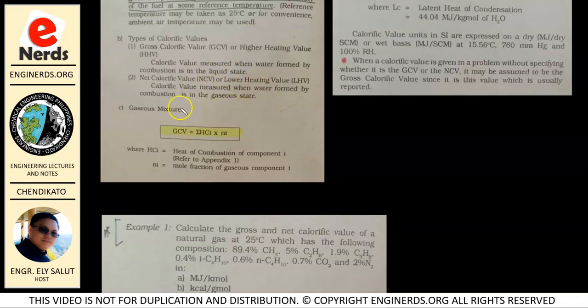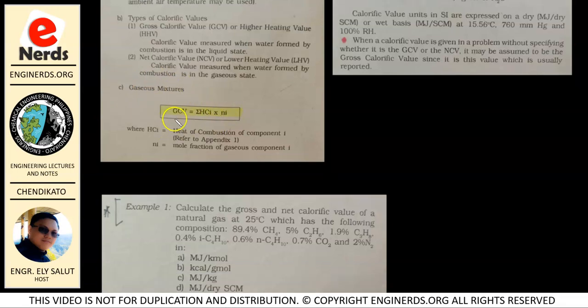Okay, so how do we apply that to our problems? For gaseous mixtures, we can get the gross calorific value with this equation. So the gross calorific value is equal to the summation of HCi times Ni. So what is HCi? The heat of combustion of component i, which we need to refer to Appendix 1. Later we will show that. Because to get the HC, we need to refer to Appendix 1. So, if we solve a problem, we need to look for the value in Appendix 1.